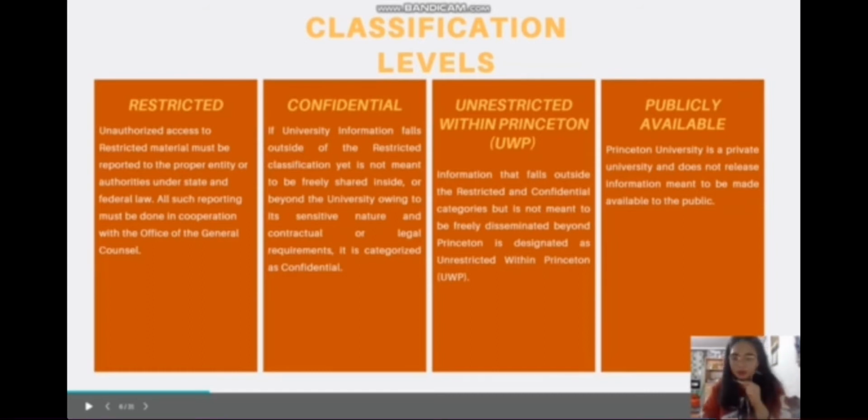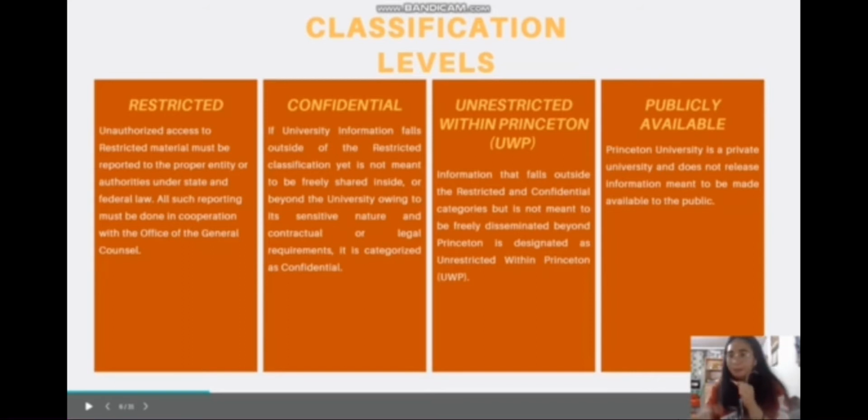Confidential. If university information falls outside of the restricted classification, yet is not meant to be freely shared inside or beyond the university owing to its sensitive nature and contractual or legal requirements, it is categorized as confidential. Unrestricted within Princeton. Information that falls outside the restricted and confidential categories but is not meant to be freely disseminated beyond Princeton is designated as unrestricted within Princeton.